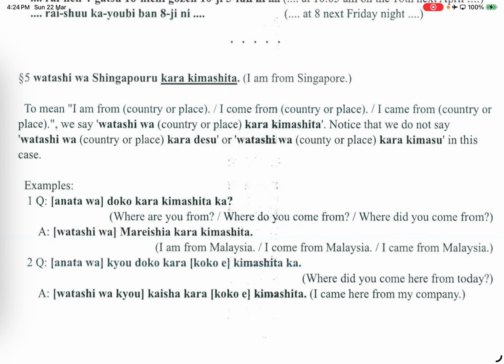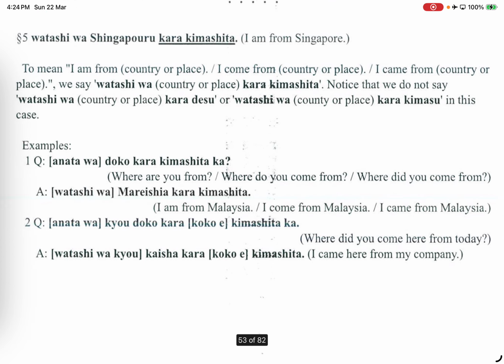Okay. Example 1. どこから来ましたか? So it's a where question, right? So from where did you come? Or I came from Jurong. Jurong から来ました. For example, マレーシアから来ました. Came from Malaysia. Number 2, 今日 is today. So 今日どこから来ましたか? So today came from where? So where did you come from today? 会社から来ました. So came from company.